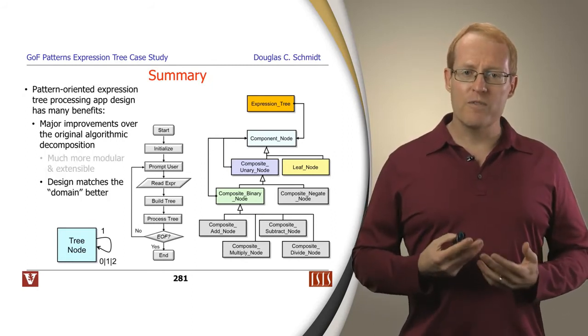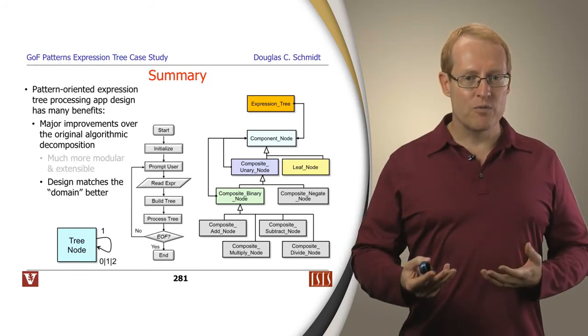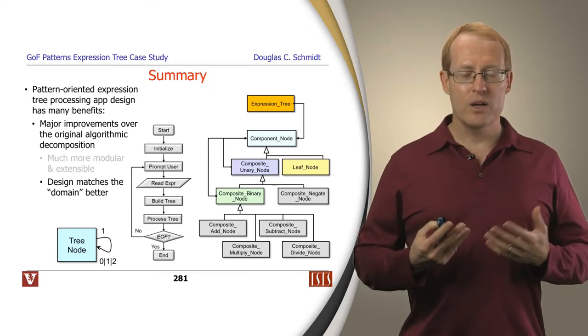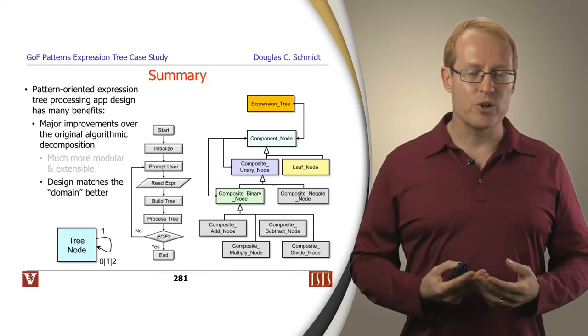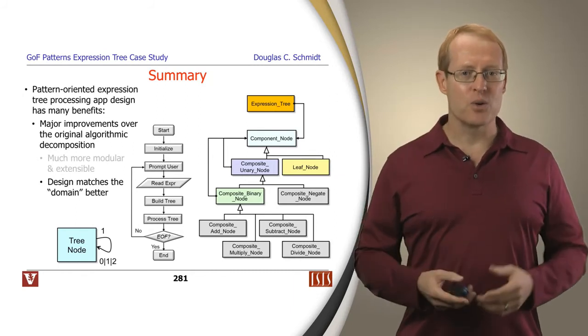We also have done a more effective job of modeling the domain. The design that we came up with for the pattern-oriented solution looked and felt a lot more like our deeper understanding of an expression tree, whereas the algorithmic decomposition was kind of hacked up just to get things to work.